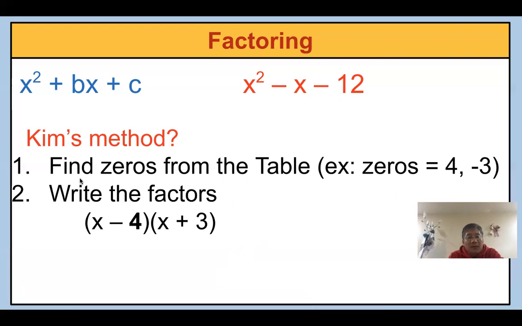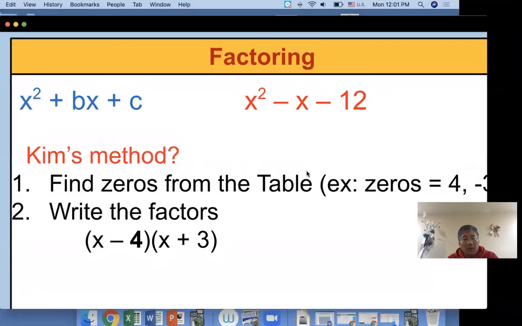So let's see the steps. First, find zeros from the table. You go to the graph mode and put the function in the graph mode, look at the table and find the zeros. Zeros means the y value is 0 and we look for the x values, right? So let's see how you do it.